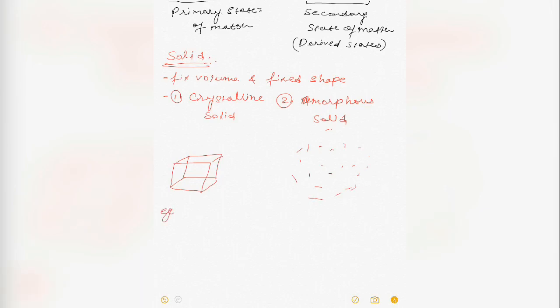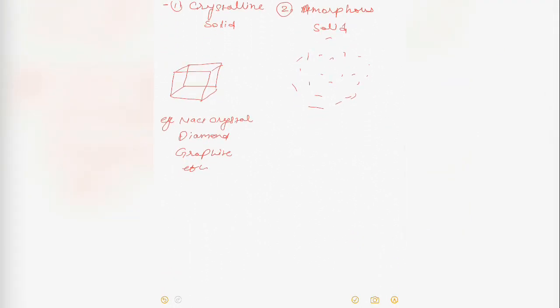Here we can write examples: NaCl crystal, diamond, graphite, etc. Here also we can write examples of random arrangement: all powders, sand, glass, etc. come in amorphous solids.